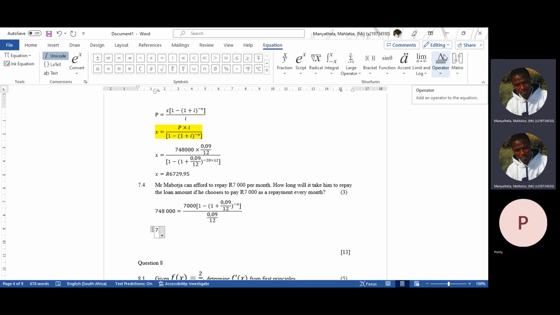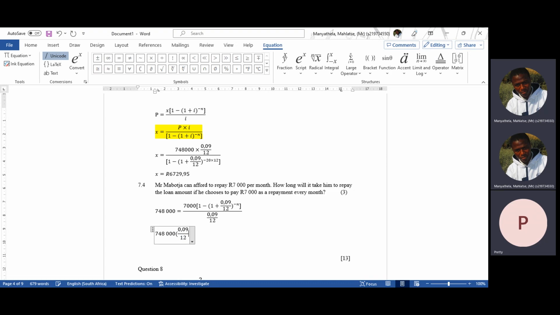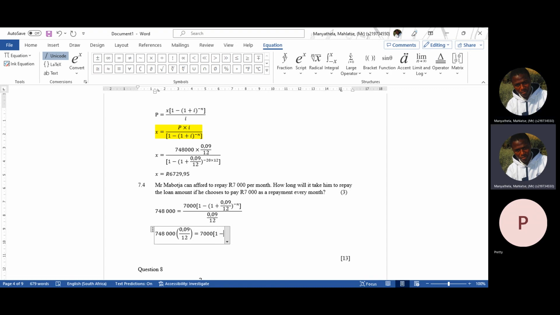So 748,000 multiplied by 0.09 over 12 equal to 7,000 into 1 minus, in bracket, 1 plus 0.09 over 12 to the exponent negative n.